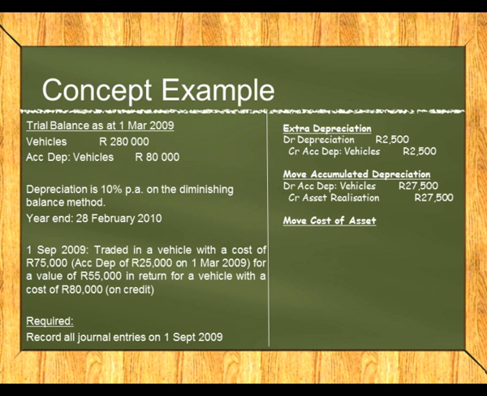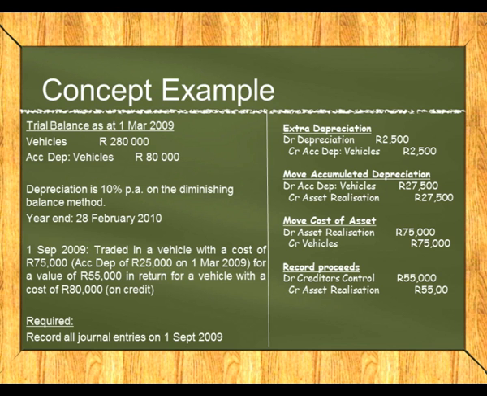Step number 3 is to then move the cost of the asset from the asset account to asset realization. So we debit asset realization with 75,000 Rand, which is the cost of the asset, and we credit vehicles with 75,000 Rand. Step number 4 is then to record the proceeds. In this case, we traded in the vehicle, but we also got another vehicle on credit. So our debit will be in the creditors control for 55,000 and our credit will be in the asset realization account.